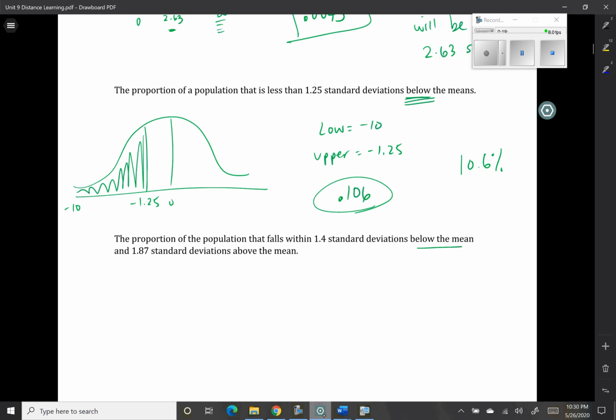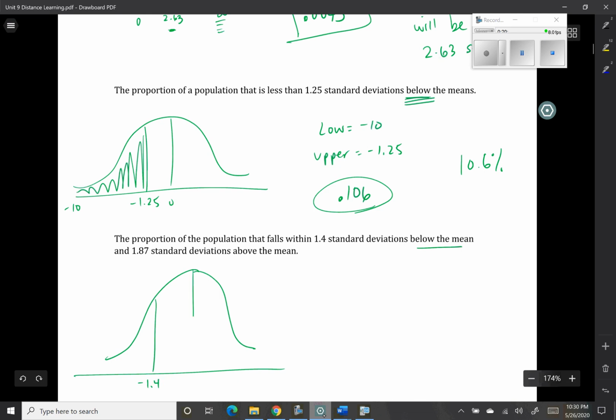It says a proportion of a population that falls within 1.4 standard deviations below the mean. So let's make our bell curve. Let's label it correctly. Negative 1.4, that's below the mean, so that's below 0. And 1.87 standard deviations above the mean, so we'll say 1.87 above the mean. So our lower number is negative 1.4. Our upper number is 1.87.